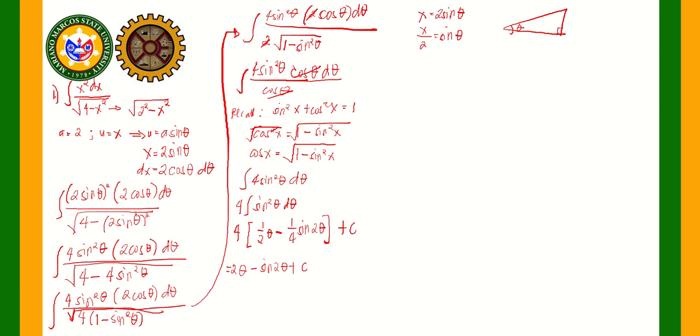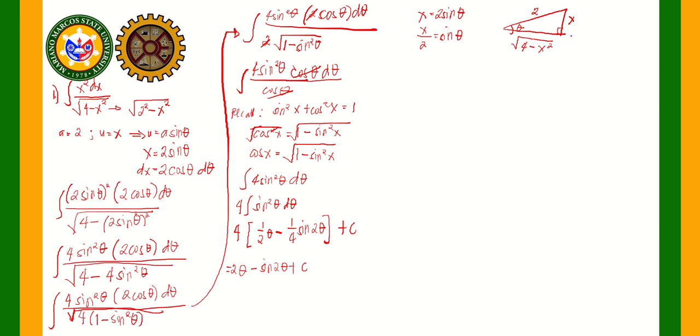And, recall natin yung SOHCAHTOA natin. Since sine ito, ibig sabihin sine theta is equal to opposite over hypotenuse. So, yung opposite natin is x. Since dito natin nilagay yung angle, yung opposite natin will be this one. And our hypotenuse is 2. So, if we are going to compute for the adjacent side, this will be equal to 2 squared is equal to 4. So, that will be equal to 4 minus x squared.